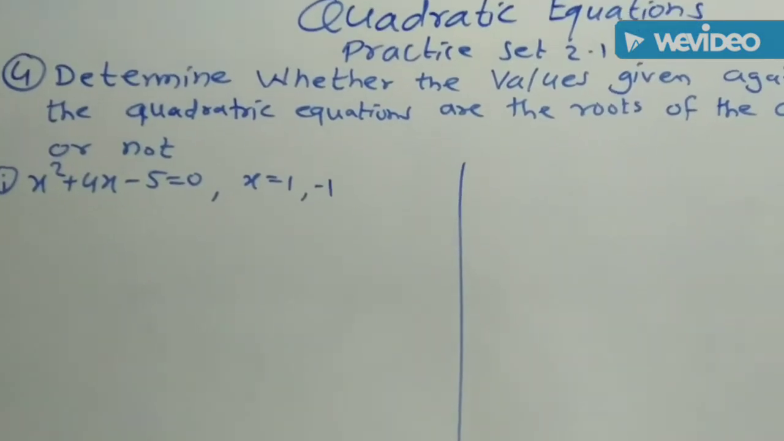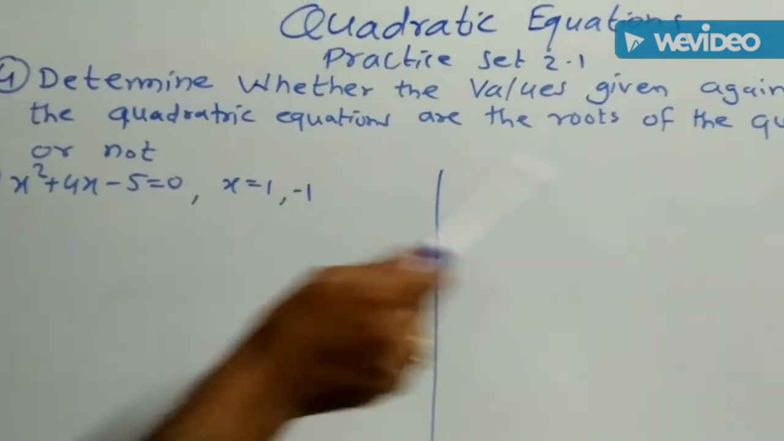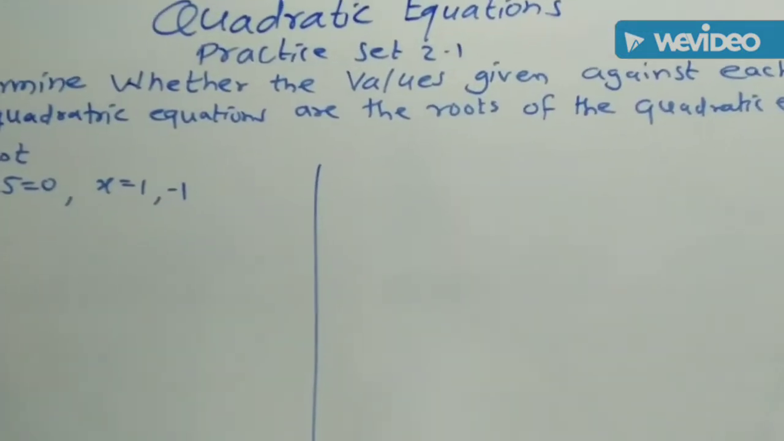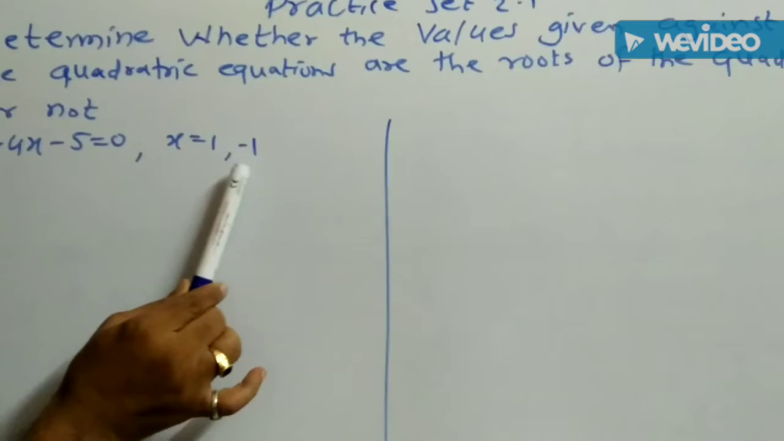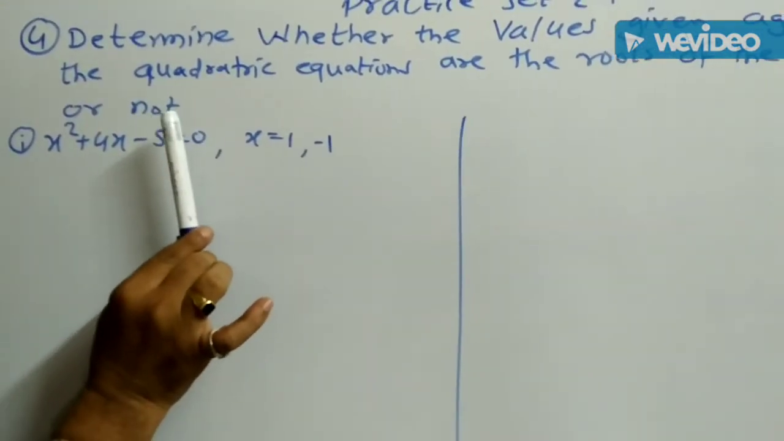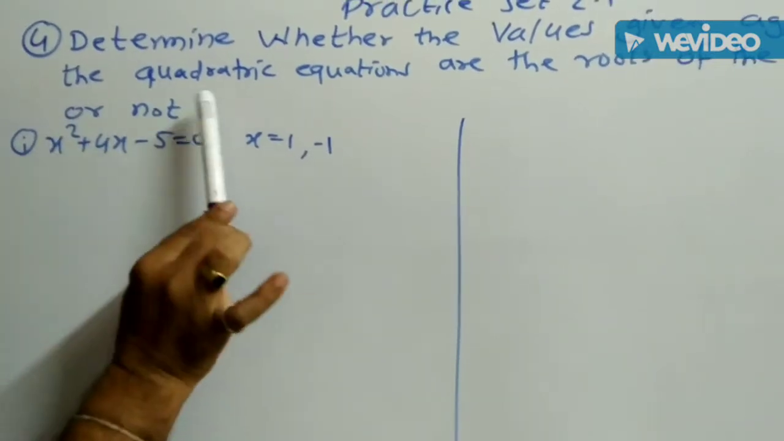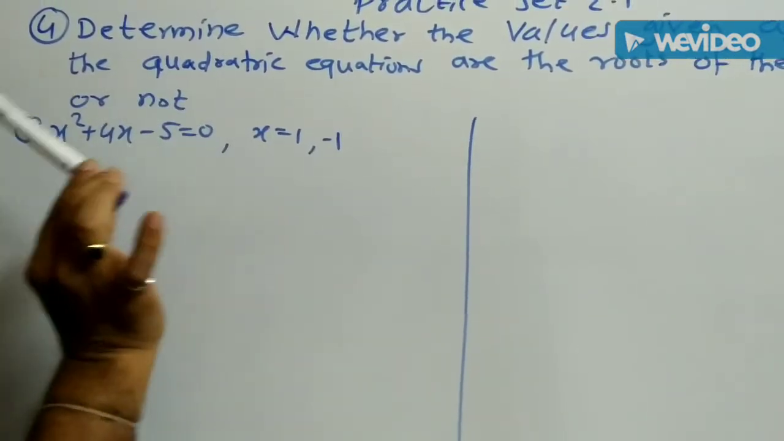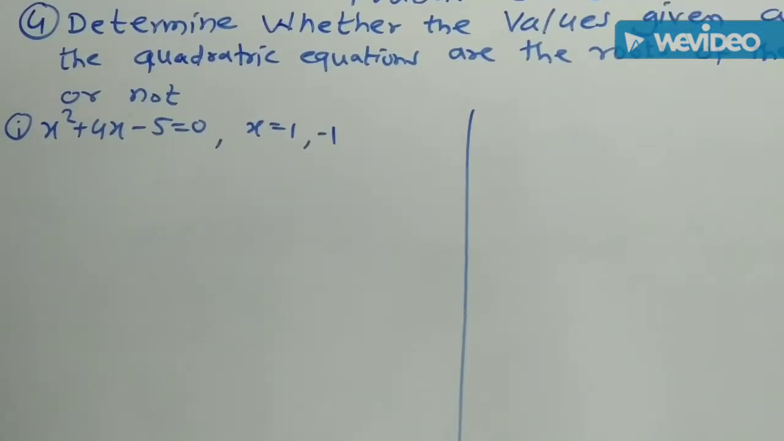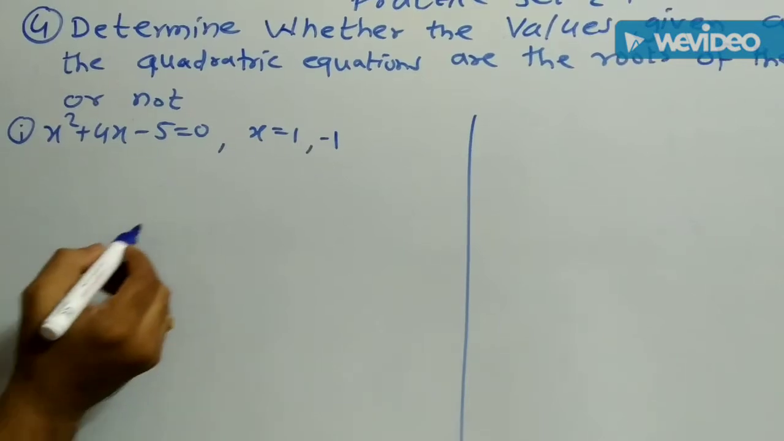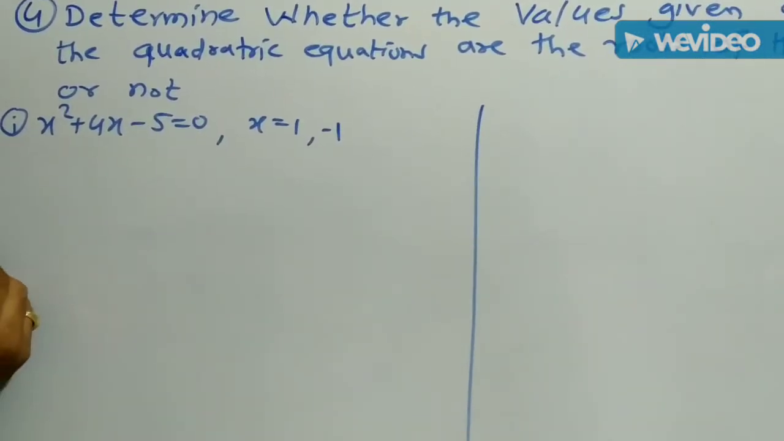Next example is determine whether the values given against each of the quadratic equations are roots of the quadratic equations or not. Two values of the variable are given and we have to determine whether the values are roots of the quadratic equation or not. First example is given x square plus 4x minus 5 is equal to 0 and two values are given.